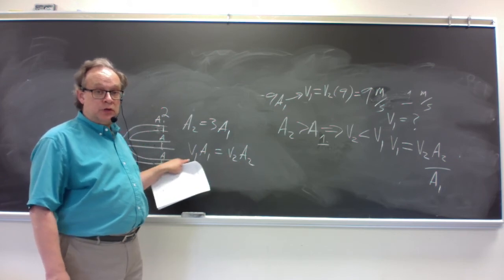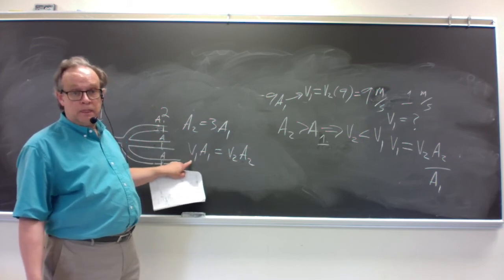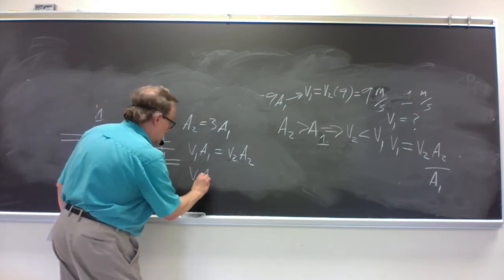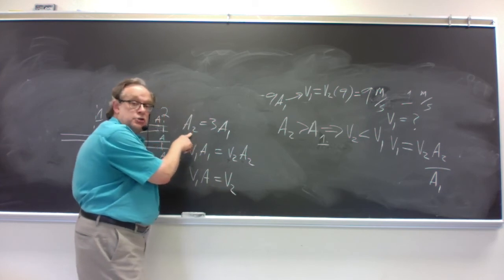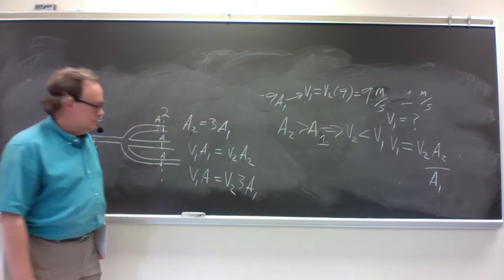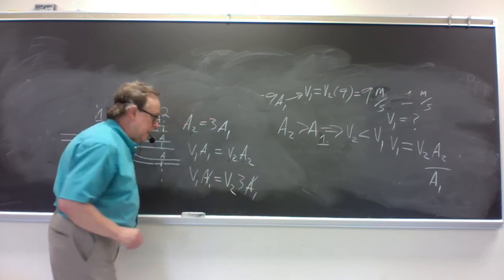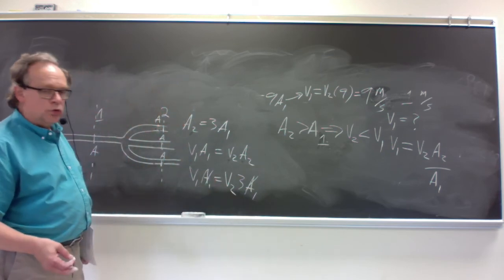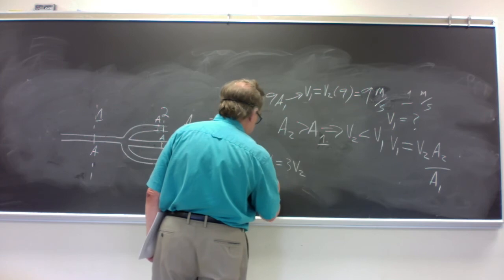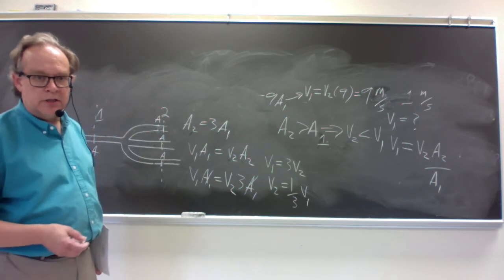So in order to keep these two things equal, this speed in the wider area has to be only 1/3 of V1's speed. Right, to say that algebraically, I can write V1A1 equals V2, and then write A2 this way, 3A1. And then cancel out the A1s, and we have V1 equals 3 times V2. Or V2 is just 1/3 of V1, as I said previously.